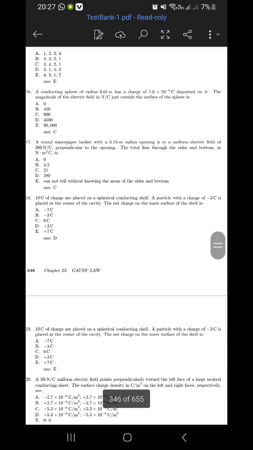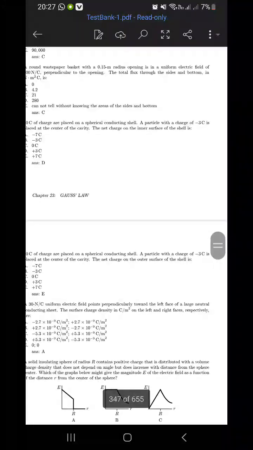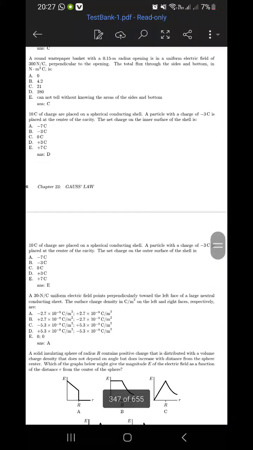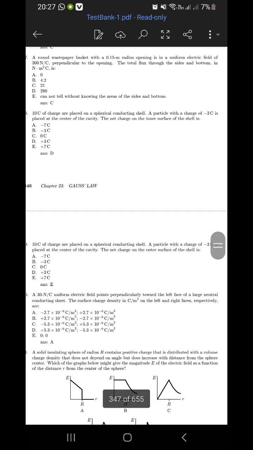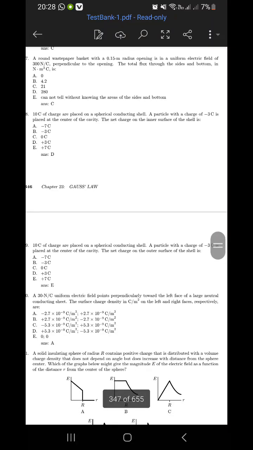A round waste paper basket with a 0.15 meter radius opening is in a uniform electric field of 300 newtons per coulomb, perpendicular to the opening. The total flux through the sides and bottom in newton meters squared per coulomb is C, which is 21.